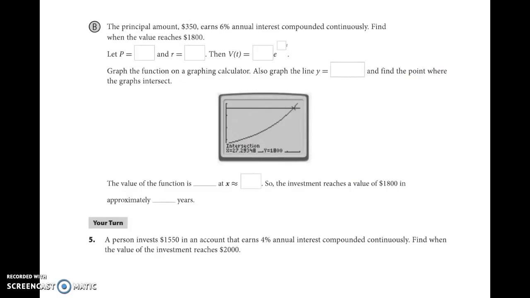Okay, for example B, let's read it first. It says the principal amount, $350, earns 6% annual interest compounded continuously. Find when the value reaches $1,800. So when it says continuously, I should automatically know that I'm going to be using PE to the RT. And so my P, my principal amount, we identify as $350 because that's the initial amount. My rate is 6% annual interest, so that's 0.06. And I'm going to go ahead and plug both of these in. So P is $350. And my interest is 0.06. And we want to know when this is going to all equal 1,800.